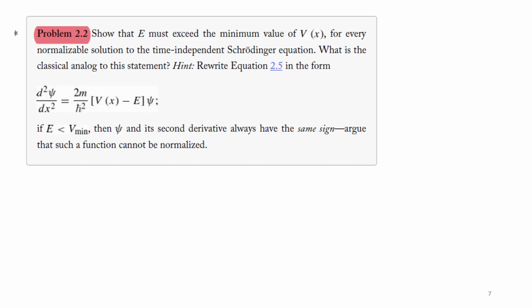So the question says show that E must exceed the minimum value of V of x for every normalizable solution to the time independent Schrodinger equation. Okay, what is the classical analog to this statement? And the hint is nothing like the.